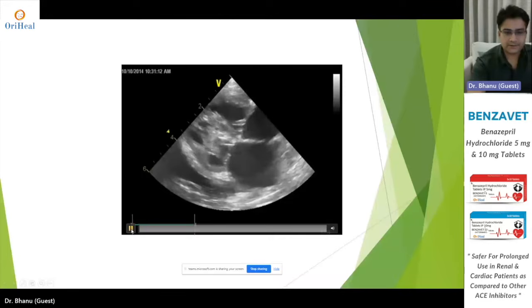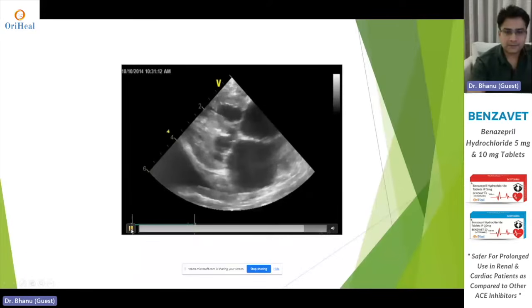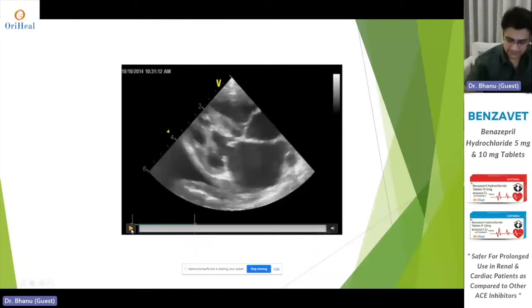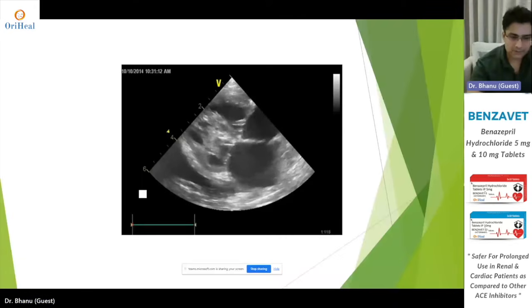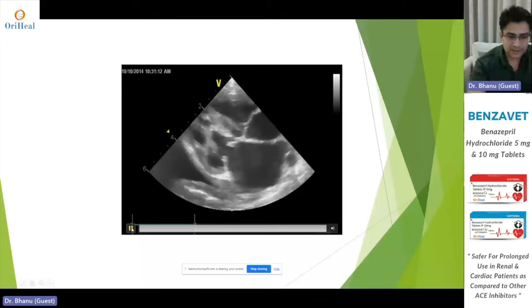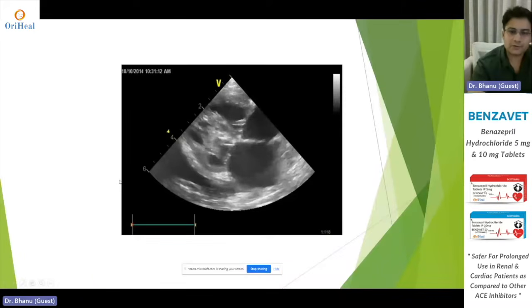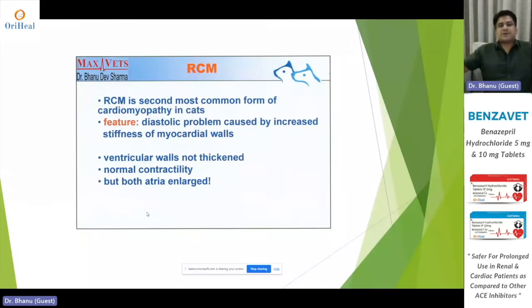Right. So if you carefully observe, the contractility is good in this loop, but both the atria are severely enlarged. The left ventricle walls also, on subjective evaluation, look okay. There is no wall hypertrophy, as you all can appreciate, but the characteristic first finding would be the dilatation of both atria. And in my personal experience, I have seen that the left atrium is more dilated than the right atrium.